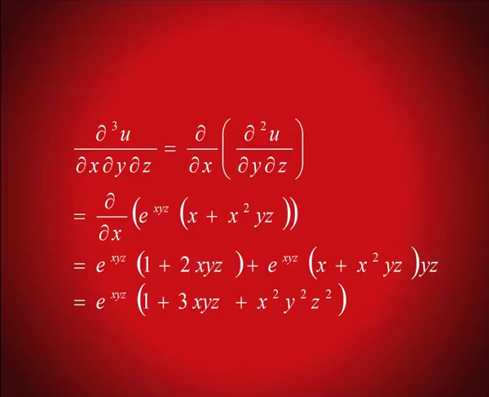Then the third order derivative ∂³u/∂x∂y∂z is equal to ∂/∂x of ∂²u/∂y∂z. This is equal to ∂/∂x of e^(xyz) multiplied by (x + x²yz), that is equal to e^(xyz) multiplied by (1 + 2xyz) plus e^(xyz) multiplied by (x + x²yz) multiplied by yz, and hence it is equal to e^(xyz) multiplied by (1 + 3xyz + x²y²z²).